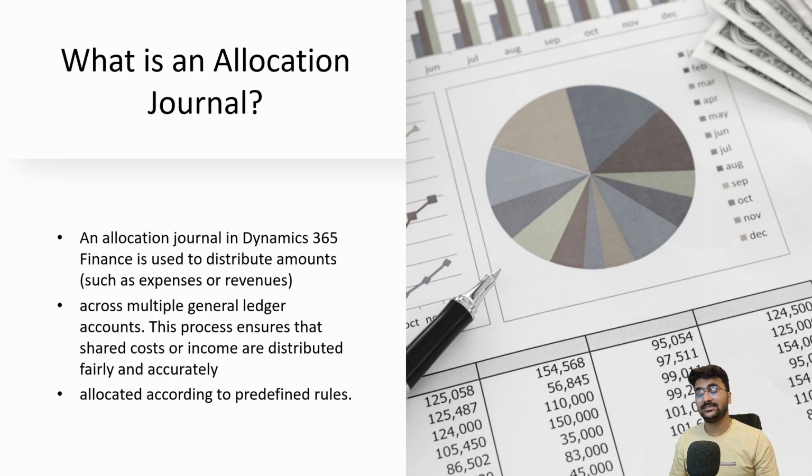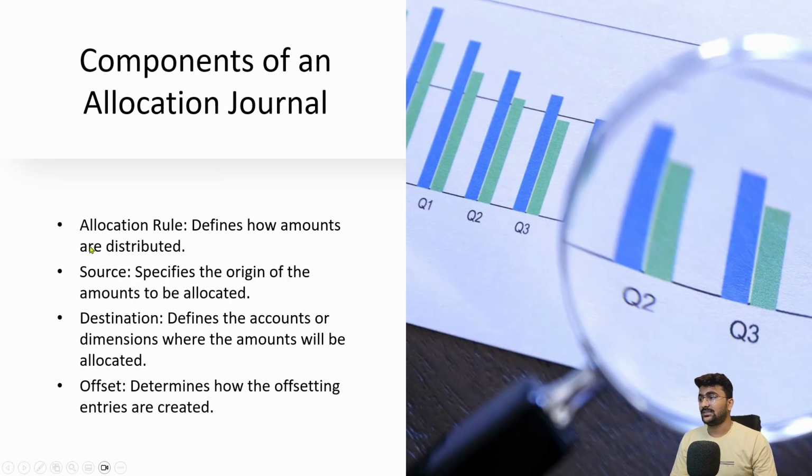So we will see the system components of the allocation journal. Here we have the allocation rule, where we can define how amounts are distributed. Now source specifies the origin of the allocation. Destination is where it will be allocated, and offset account defines how entries are created. You can define the offset for your allocation.